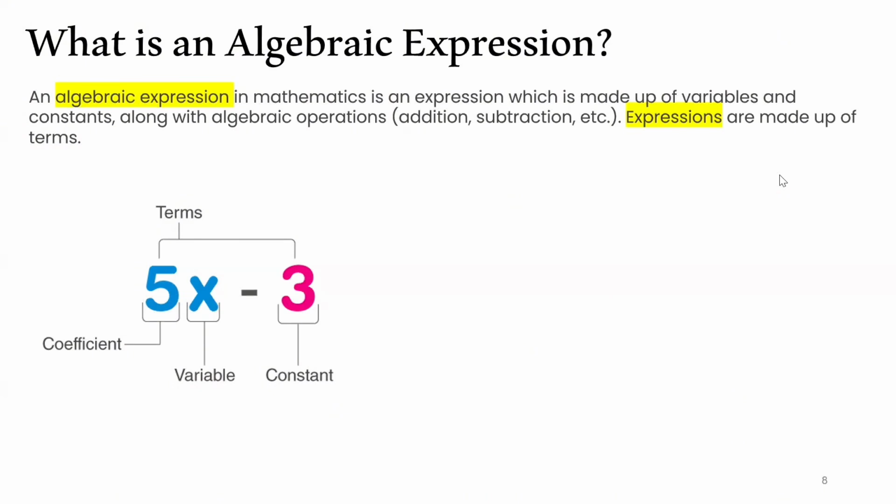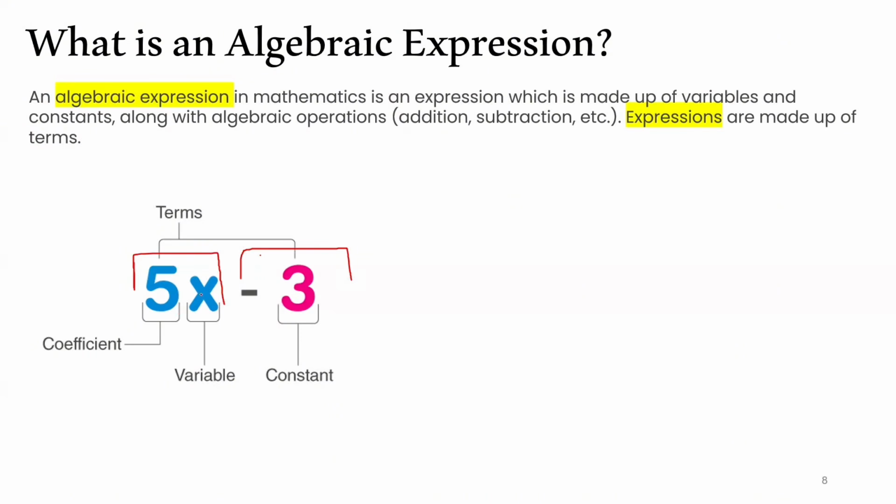Looking at this example here, 5x minus 3. This example consists of two terms. How do we identify those terms? Terms are normally separated by an addition sign or a subtraction sign. So 5x here is one of our terms, and minus 3 here is also one of our terms. So this expression has two terms.